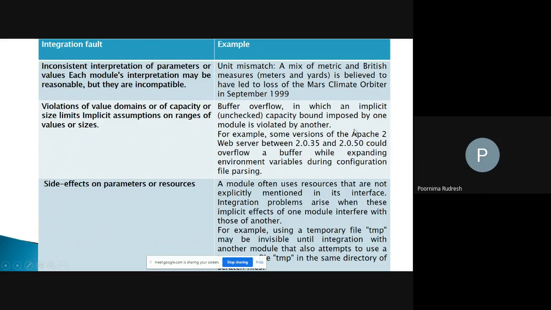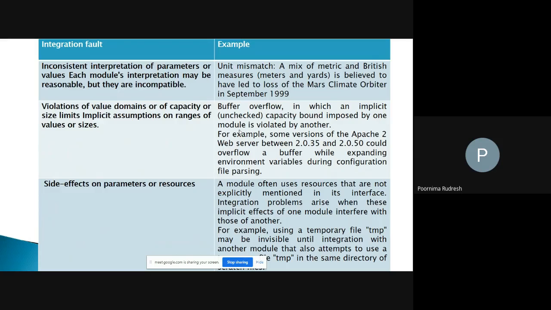See here, one problem is in some versions of the Apache 2 web server, between versions 2.0.35 and 2.0.50, which could overflow a buffer while expanding environment variables during configuration file parsing. So what happens? Since these two versions are not compatible, the buffer overflow occurs. When the buffer overflow occurs, there is no compatibility, and if there is no compatibility, then the problem arises.